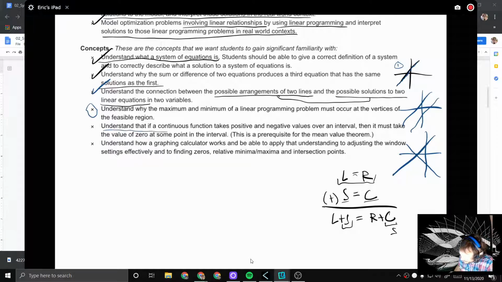Understand that if a continuous function takes positive and negative values over an interval, then it must take the value of 0 at some point in that interval.